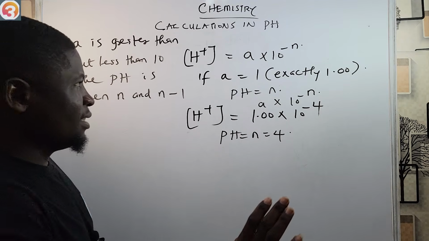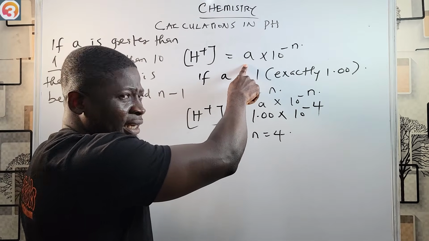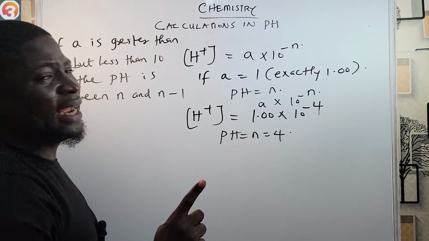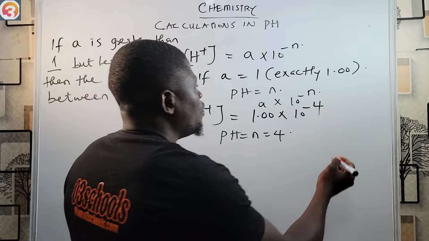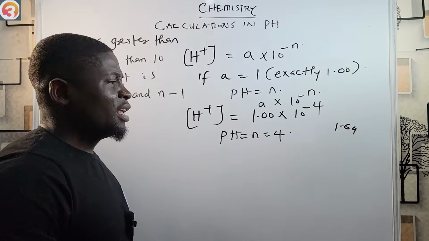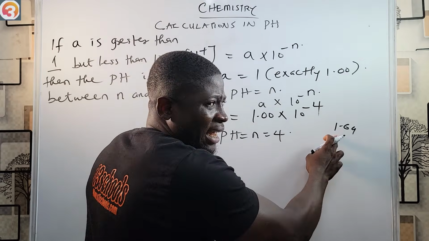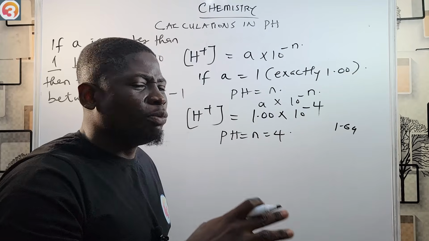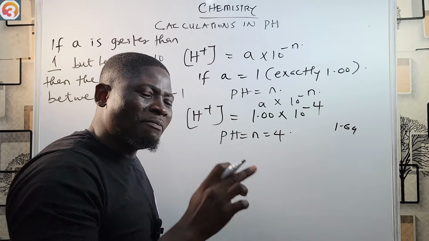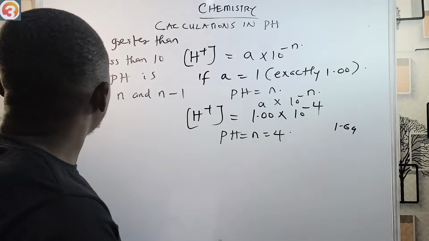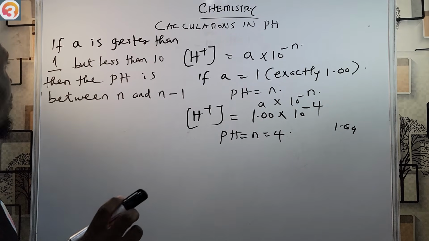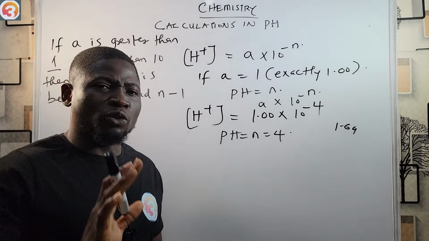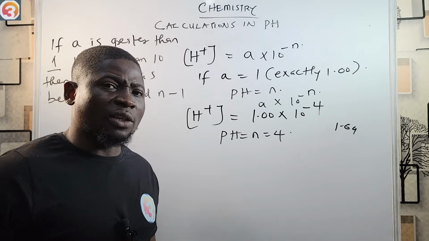All right, get that clear. Now, the first case, if A is exactly 1, N is the pH. But if A is not 1, right? Let's say A is, for example, 1.69. You will see that A is not 1 here, so the pH cannot be N again. So in that case, the pH should be between N and N minus 1, right? So we say if A is greater than 1 but less than 10, the pH is between N and N minus 1. So know that to start with.